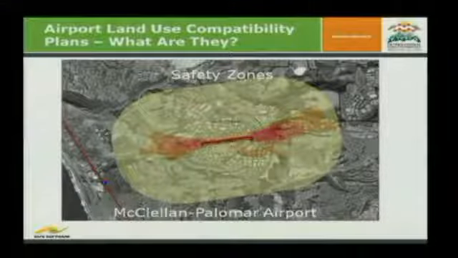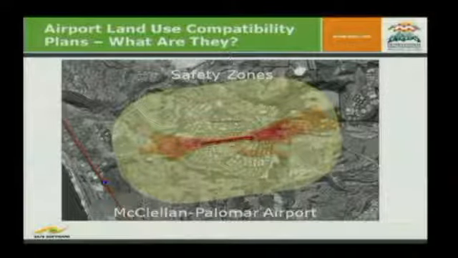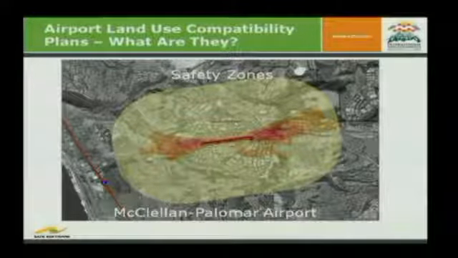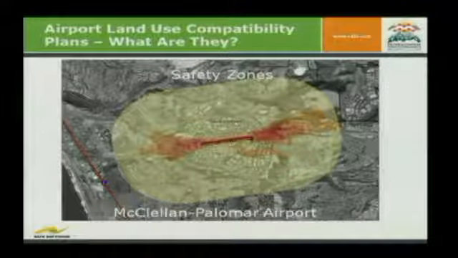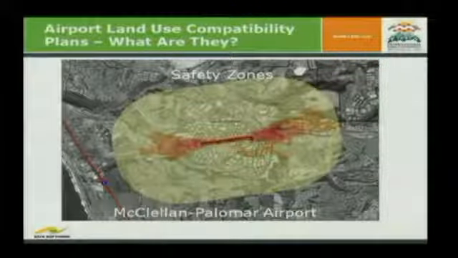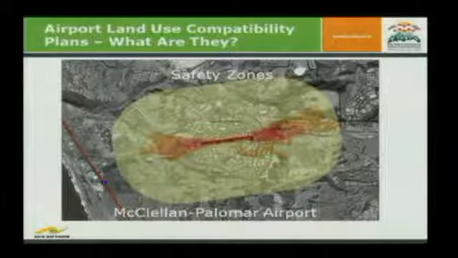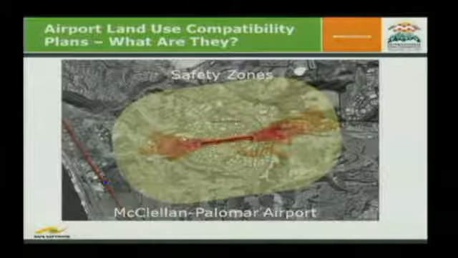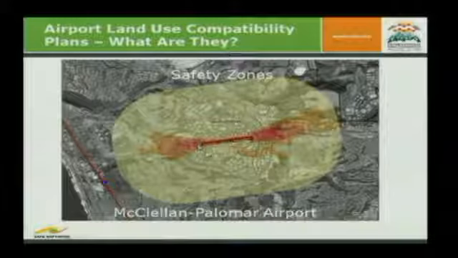So these are the 6 safety zones that were developed for McClellan-Palomar Airport, which is the airport we're going to be discussing today. This airport's located about 50 kilometers north of downtown San Diego. It's a general use reliever airport for San Diego International. And as you can see, the red areas that are closer to the runways are the areas with the highest risk for accident.